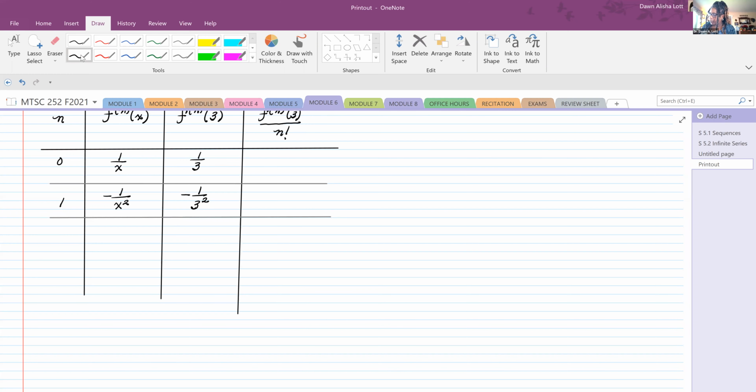All right. So now I'm going to get the second derivative. That's going to give me positive 2 x to the negative 3. Then when I come over here, I'm going to get 2 over 3 cubed.